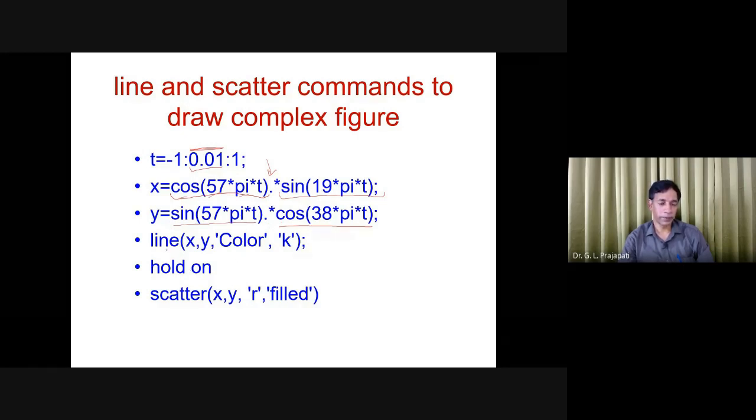Now you can see the line. This is the command which is going to construct the graph by joining the line one by one. So x, y, and color is k. I have specified x, y, then this is the name and value. This is the property name, and this is the value. So the property is color. You have to specify it in the form of a string, and the value, since this is not numeric, you have to specify in the form of a string. So k means black color.